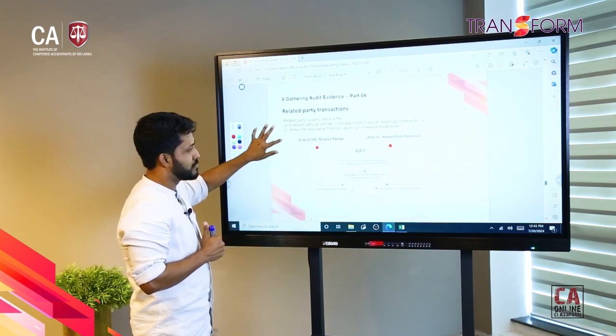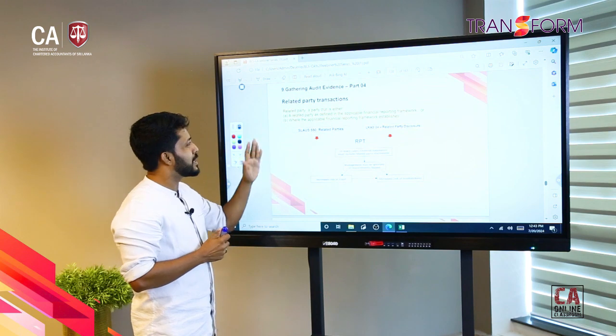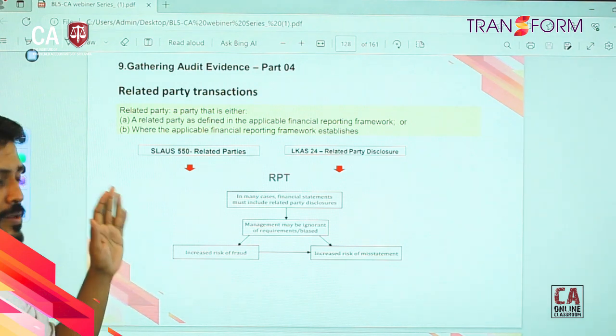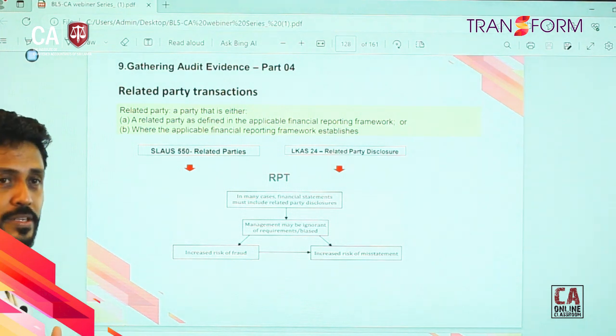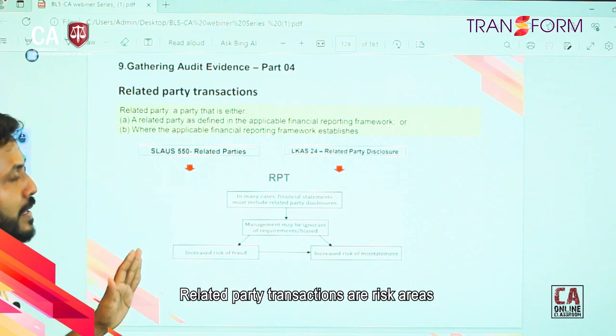We are moving to some other disclosures. Basically, we discussed the audit planning phase about related party transactions. So then you know that related party disclosure is an important disclosure in the financial statements. It's a significant disclosure. We have a separate accounting standard as well as an auditing standard because it's a risky area.